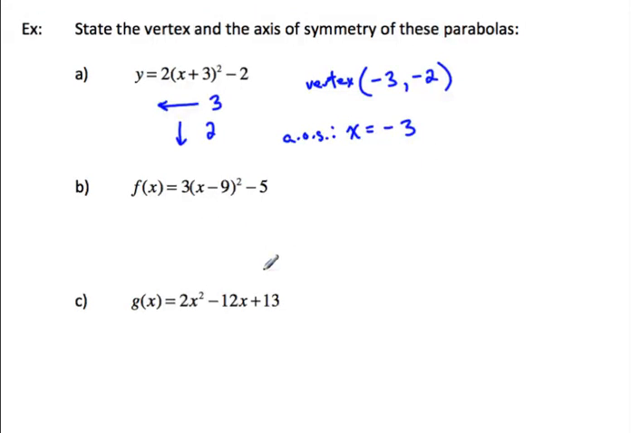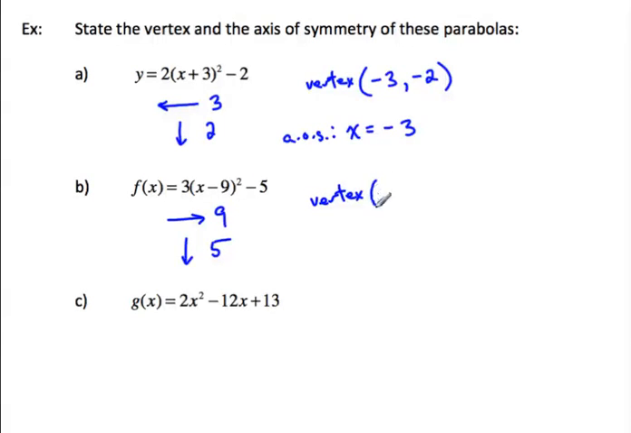Here's another similar example. In this case, we've got 3 times x minus 9, all squared, minus 5. Because this is x minus 9, we've moved the function from its starting point 9 to the right, and the negative 5 means it's been moved 5 down. The vertical stretch factor of 3, again, won't affect either the vertex or the axis of symmetry.